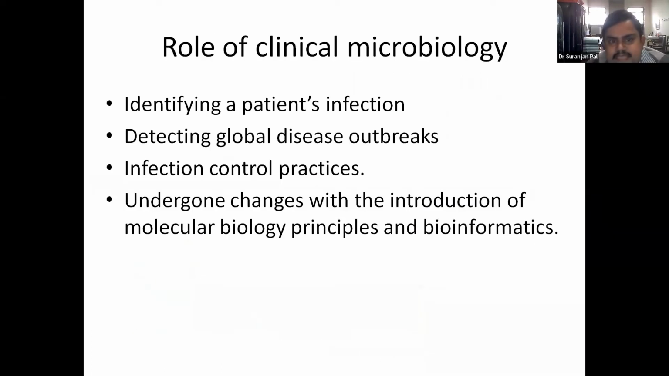From these two cases, we found that the role of clinical microbiology lies in the identification of the pathogenic organism causing the patient's infection. In both cases, one got life-saving treatment, another got limb-saving treatment. Another role of clinical microbiology is in global disease outbreak detection, like in the present era of the COVID pandemic. Next is institution-based practice: infection control and infection prevention practices.